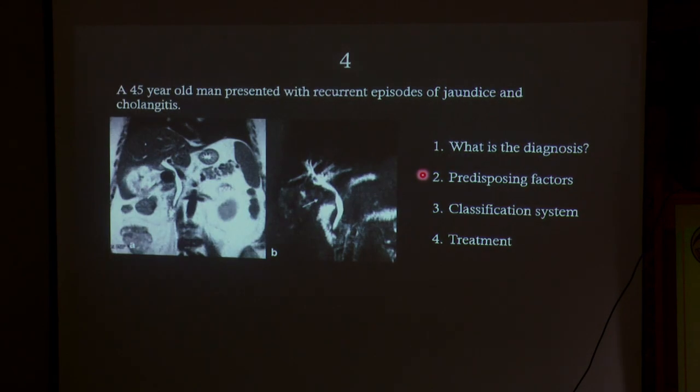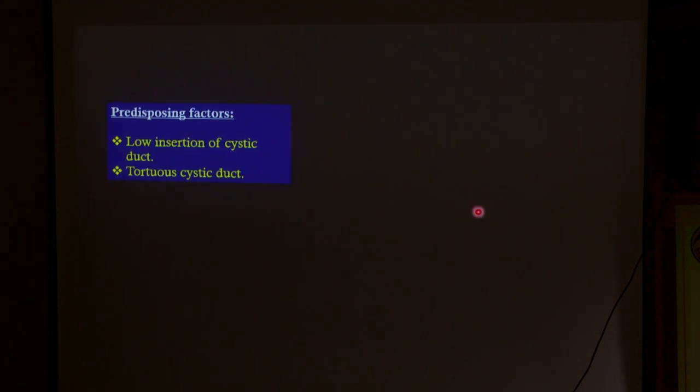So the next case is a 45-year-old man who presented with recurrent episodes of jaundice and cholangitis. So what do you see here? This is a syndrome. What is the syndrome? Yes, this is Mirizzi syndrome. There is a large hypointense calculus in the cystic duct which is compressing the common bile duct with proximal dilatation. So it's Mirizzi syndrome.